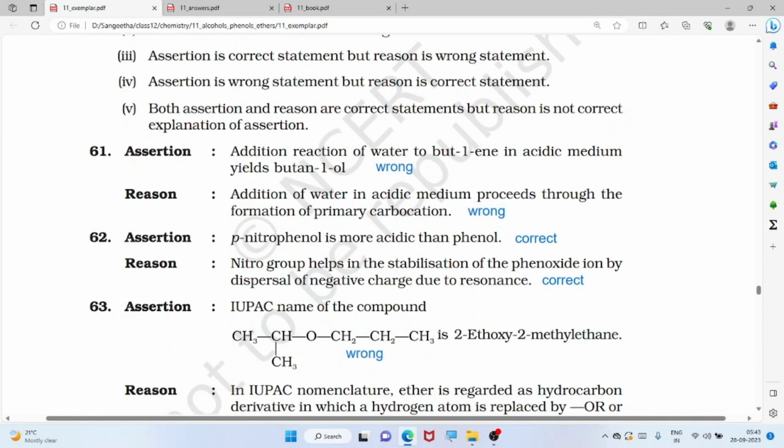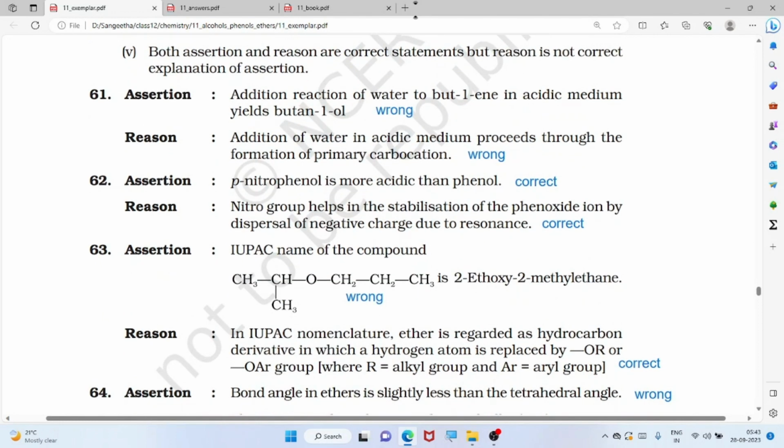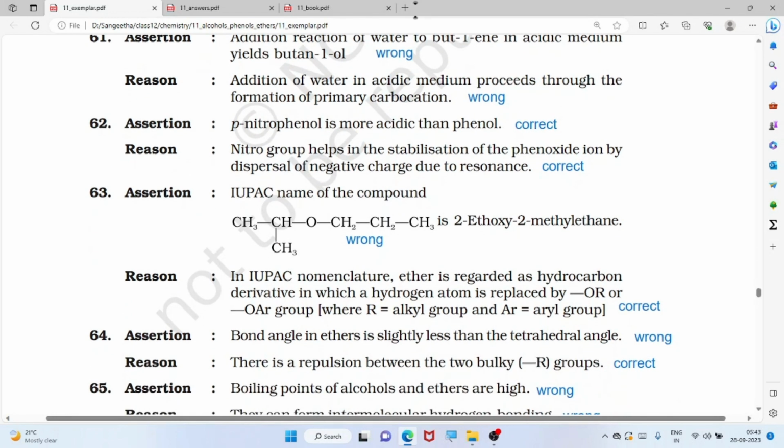Assertion and reason. Addition reaction of water to butene in acidic medium yields butanol. This is alkene to alcohol in acidic medium. That is wrong. Addition of water in acidic medium proceeds through the formation of primary carbocations. Here both are wrong. P-nitrophenol is more acidic than phenol. This is the correct one, because of the electron withdrawing nature. The nitro group helps in stabilization of the phenoxide ion by delocalizing the negative charge. Okay, like resonance. Okay, this is correct.